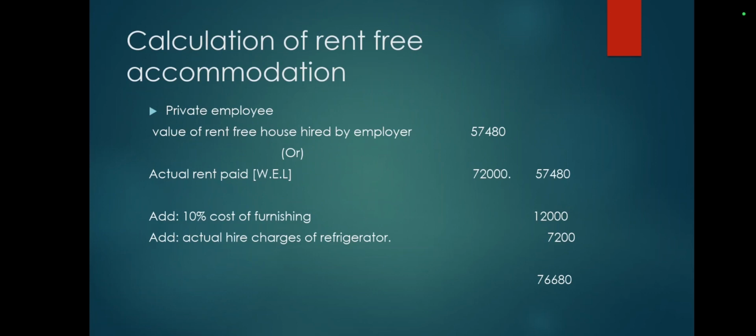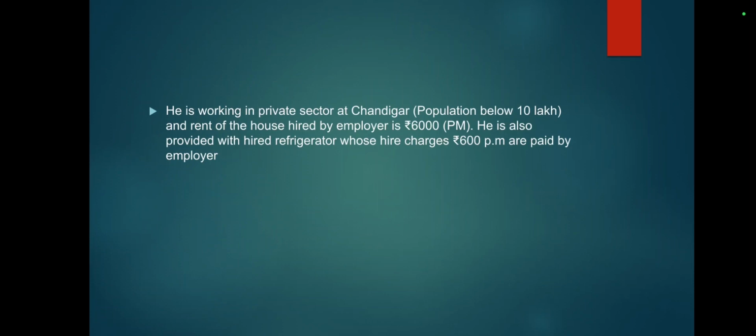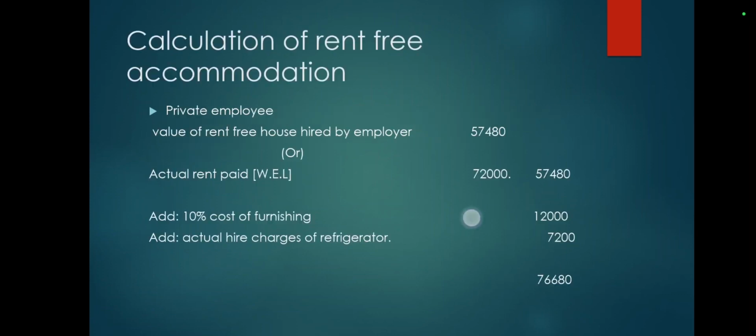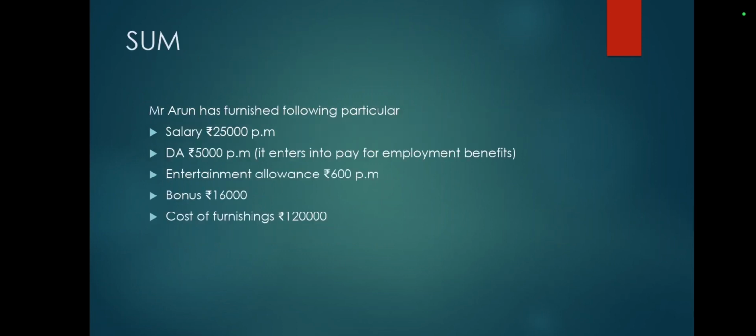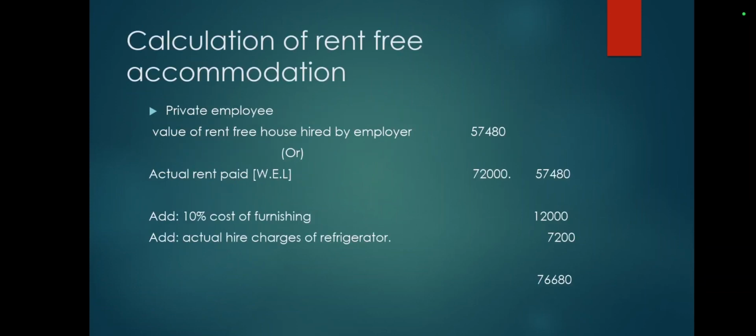Then we get 57,480, and the actual bill paid by the employer is 6,000 into 12, which is 72,000. Of these, whichever is less should be taken. Here 57,480 is the lesser amount, so we take that amount. Then we calculate the furniture cost. The cost of furniture is 1,20,000, and we need to calculate 10%. Then we get 12,000 as the answer, and we also add that.